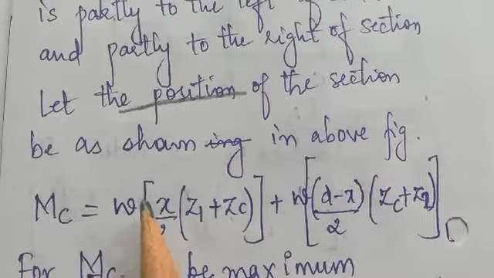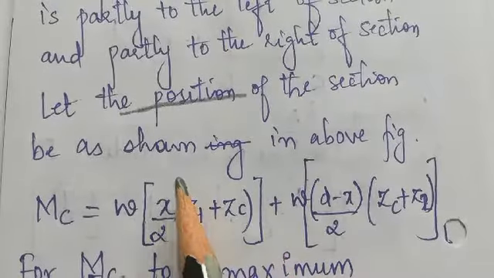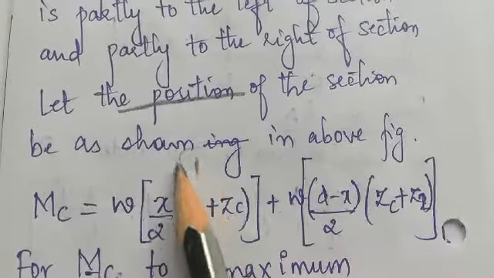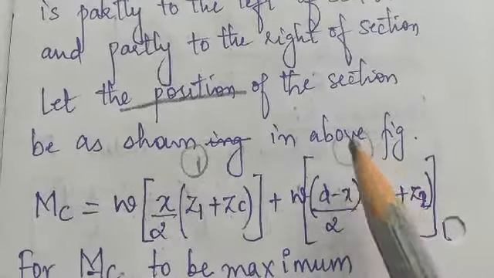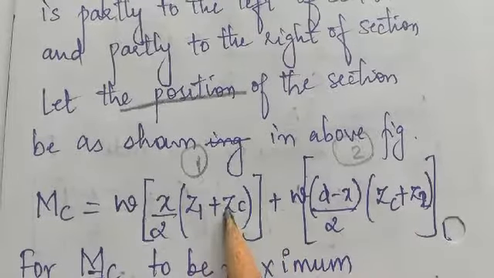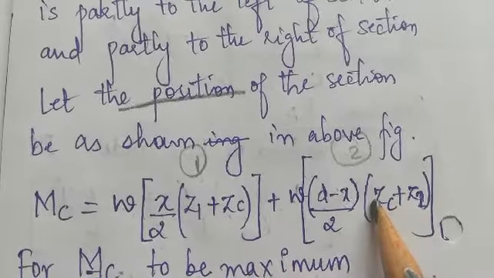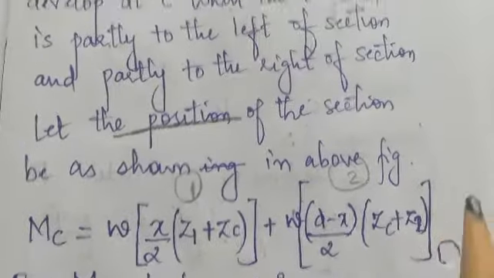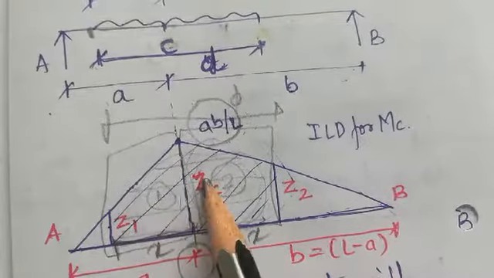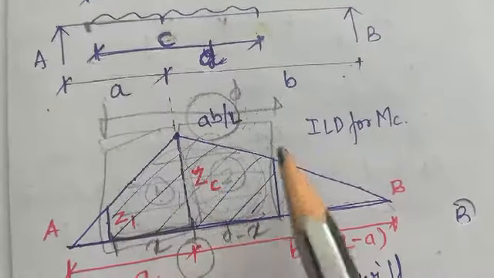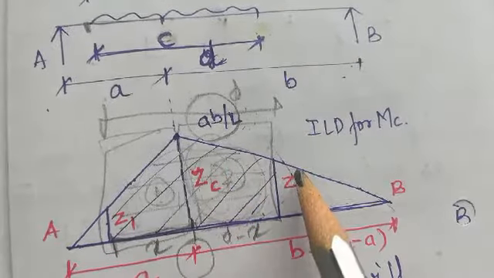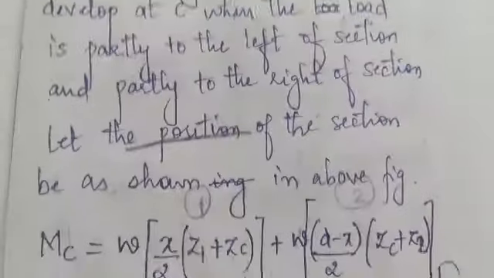Load multiplied by the area of portion 1. This is portion number 1 and this is portion number 2. That is Z1 plus ZC for portion number 1, and for portion number 2 it will be ZC plus Z2.